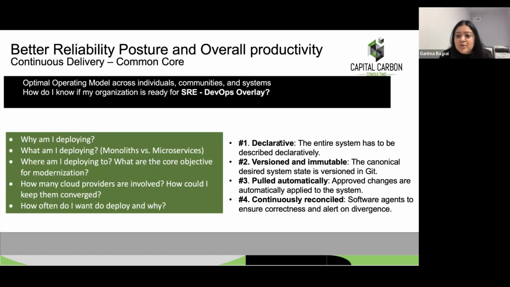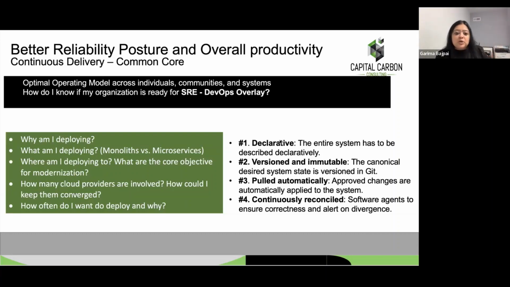First of all, the main business objective: why are we deploying, and what is our mission and vision? What kind of applications are we deploying? Are they monolithic or microservices? Where are we deploying these applications? What are the core objectives for modernization? How many cloud providers are involved? How could we keep them converged? And lastly, how often do I want to deploy and why? If we start answering these questions, we will be able to assess our state of the nation, from an organization, individual, or community perspective, on whether we are ready for that DevOps SRE overlay, and start talking about the common core, which is continuous delivery and associated practices.